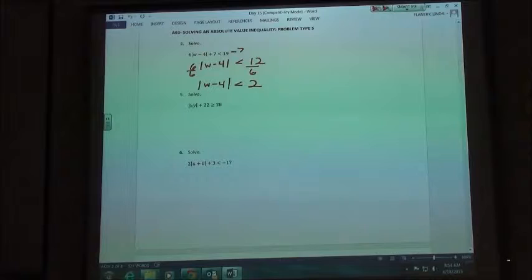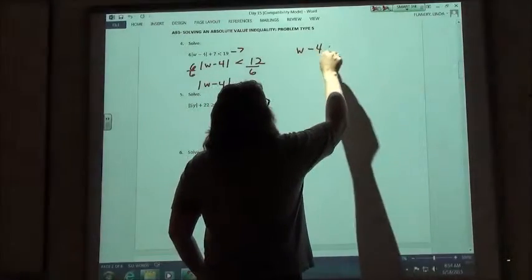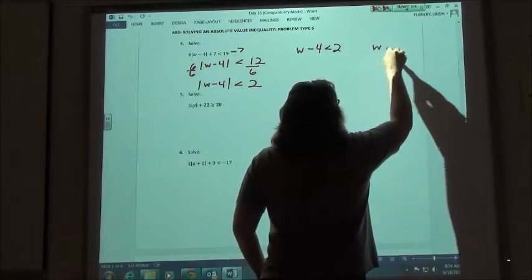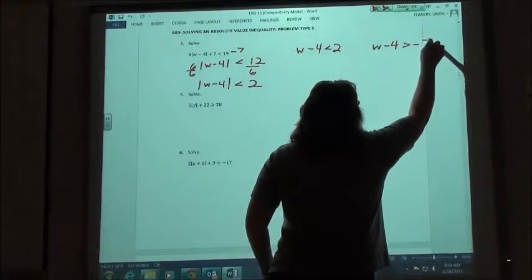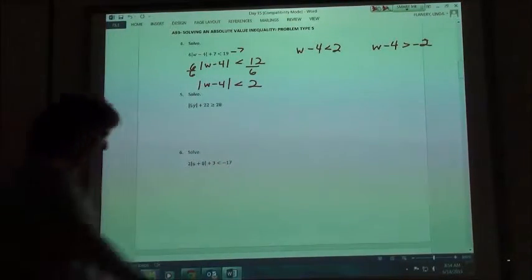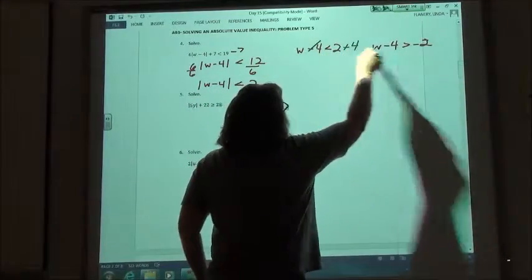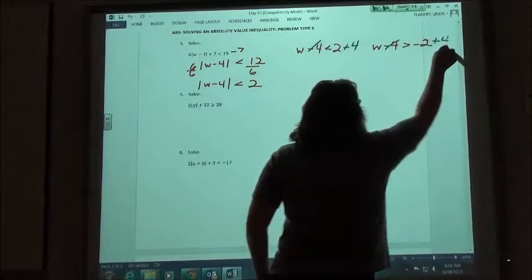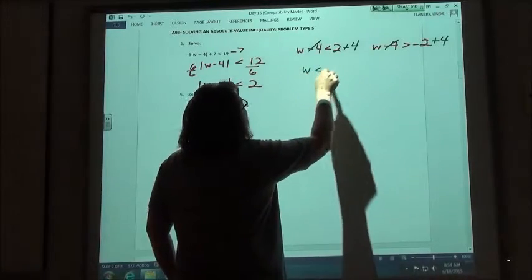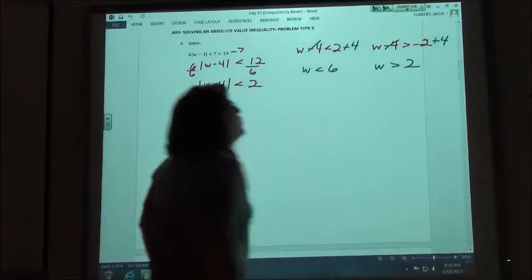Now that looks just like, or at least similar to, the previous problems we did. W minus 4 is less than 2. W minus 4 is greater than negative 2. Doing my two problems. So if I solve those, I'm going to add my 4 on both of them. W is less than 6. W is greater than 2.